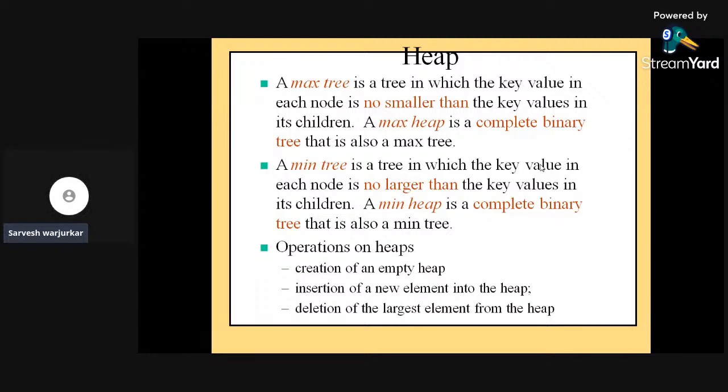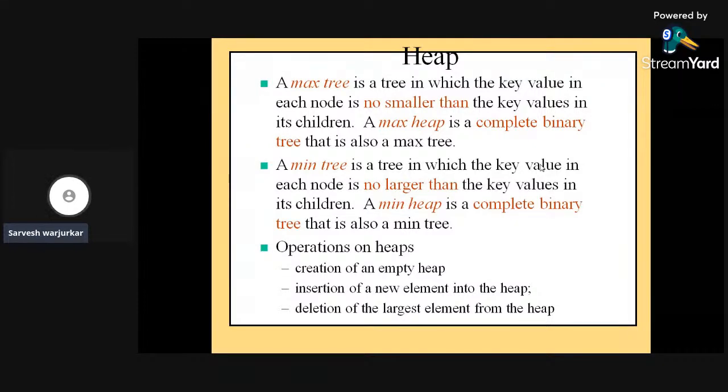Next is min tree. A min tree is a tree in which the key value in each node is no larger than the key values in its children. A minimum heap is a complete binary tree that is also a minimum tree as well, where operations on heap can be performed, like creation of an empty heap.